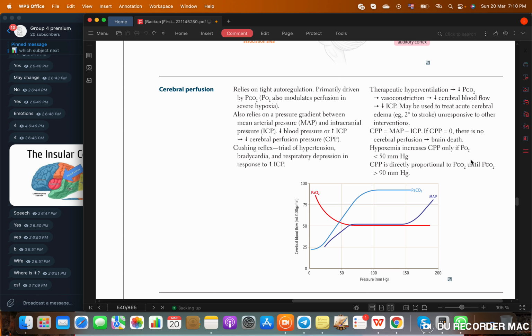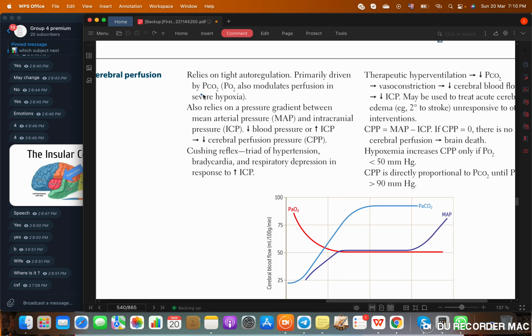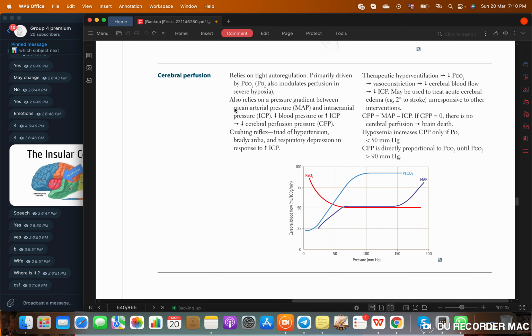So cerebral perfusion relies on a tight autoregulation, primarily driven by the PaCO2. PaO2 also modulates perfusion in severe hypoxia. Let's try to understand what that means. That means that the brain always has a constant amount of perfusion, regardless of the situation going on around. Your body always tries to make sure that you have the correct perfusion to the brain. This is controlled by the level of CO2 in your brain.